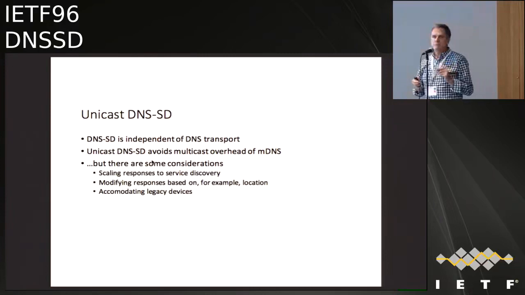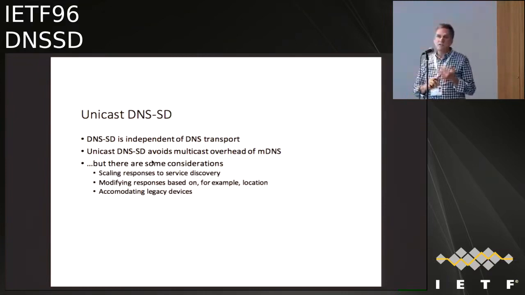DNSSD can avoid the overhead even if you're using multicast DNS for legacy devices, because you don't have to forward the multicast DNS traffic from the legacy devices across the entire multi-link network. You can isolate it to a single link and then use unicast DNS in clever ways to do DNS service discovery across remote links.